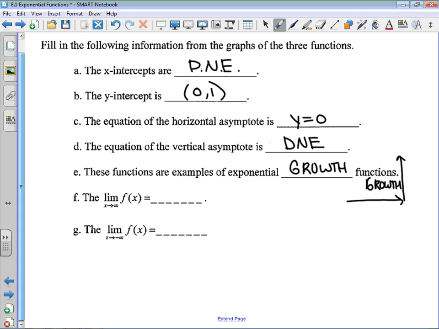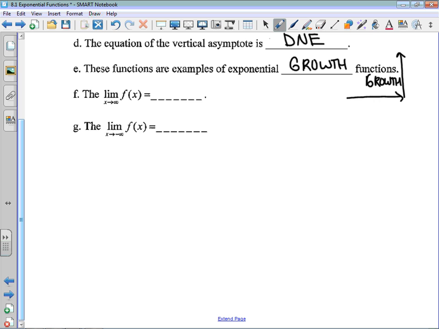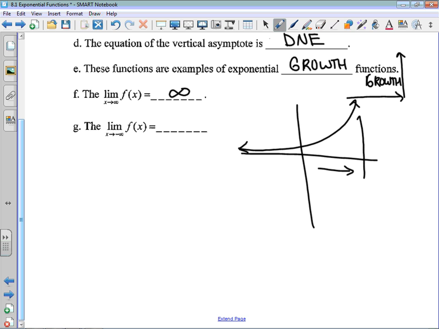All right, now what that means then is the limit as x approaches positive infinity will be positive infinity. Because those graphs, and I'll draw just a basic graph here, as x increases to the right, the graph is going to increase without bounds. So it's just going to get bigger and bigger and bigger. But the limit as x approaches negative infinity is going to go to 0. And that's where we see our horizontal asymptote at y equals 0 show up within the limit of this concept.